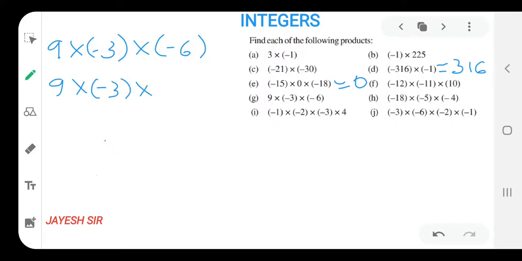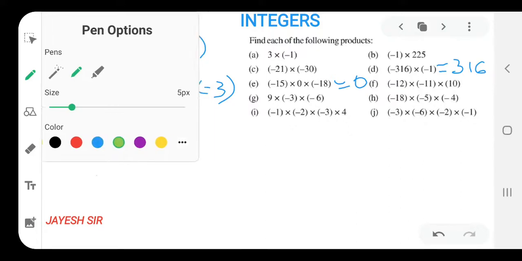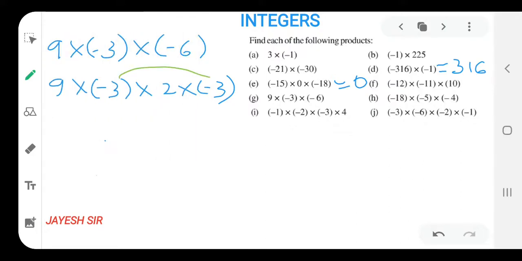Minus 6 can be split into 2 into minus 3. Yes, friends. Now what we can do, first we'll do for the similar digits. That means minus 3 into minus 3 would be plus 9, and one 9 is already there, and another 9 would be minus 3 into minus 3, another 9, and 2 as it is.